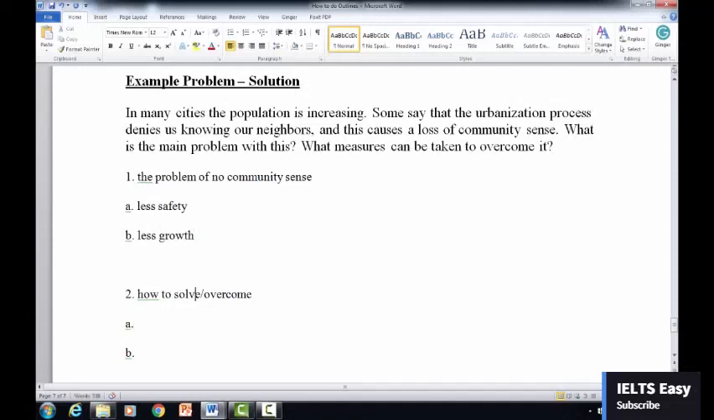How do we solve or how do we overcome that? Some people might say we build community centers. What's another way we may solve or overcome a lack of community sense? What else can we do? We can have a community center, and we can have maybe neighborhood monthly activities, so people can maybe get to know each other and things like that. So this is my outline here.